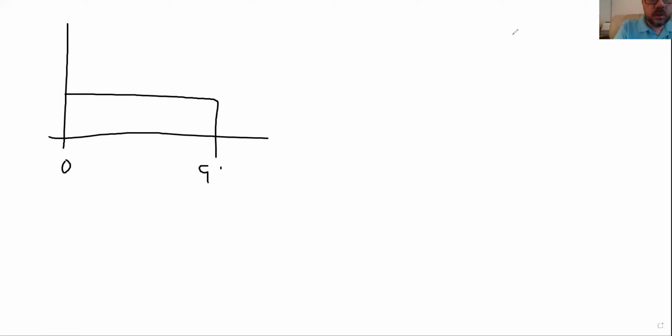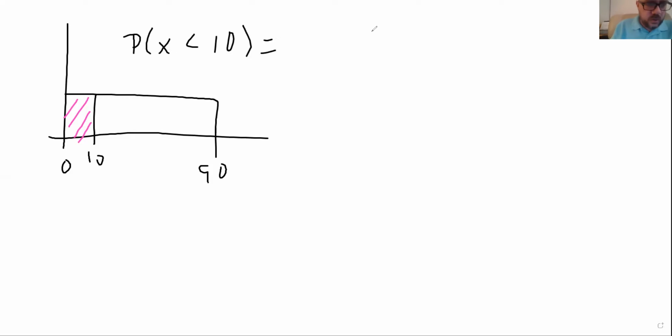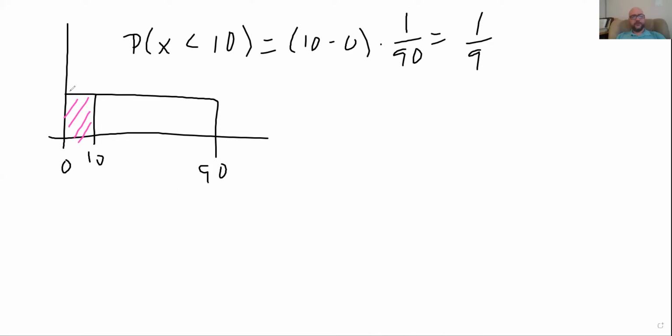0, 90, and we've got 10 here. Not super accurate, obviously; I'm not being super careful about this. I want to find the fuchsia area. Pink, fuchsia? I don't know what color that is. I'm a little bit colorblind. So the probability that x is less than 10 equals base times height again. 0 to 10 is 10, times the height, which is still 1 over 90. So we have (10 minus 0) times 1 over 90, which equals 1/9, or about 11%. Simple.